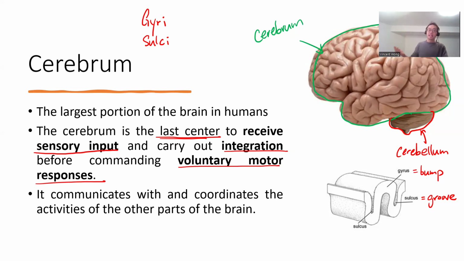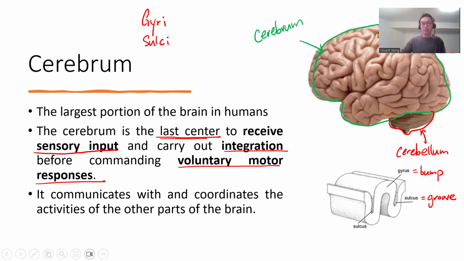Now, depending on what kind of sensory input it is, it will end up at different parts of the brain. Okay, so things related to vision, it's going to end up at the back. Things that relate to sound, it's going to end up at the side. We're going to learn about all that coming up. But regardless, that's where all the sensory information is going to end up. That's where the integration happens, more interneurons are going to process that information before commanding a voluntary motor response. And sometimes the best motor response is not to do anything. It communicates with and coordinates the activity of other parts of the brain.